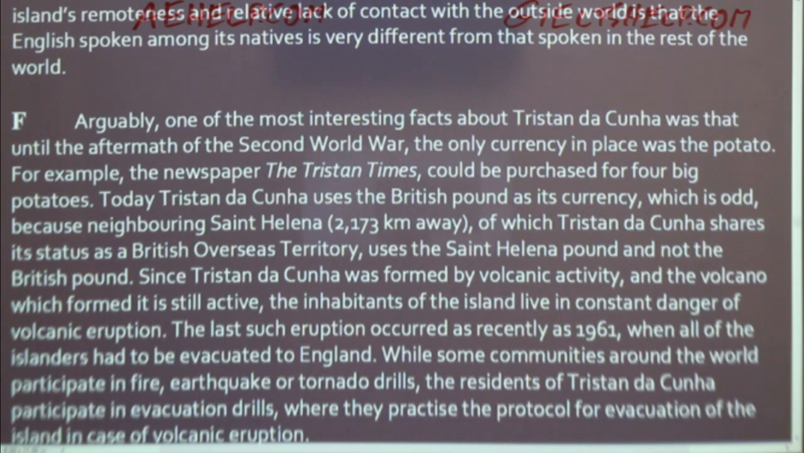Arguably, one of the most interesting facts about Tristan de Cunha was that until the aftermath of the Second World War, the only currency in place was the potato. For example, the newspaper, the Tristan Times, could be purchased for 4 big potatoes. Today, Tristan de Cunha uses the British pound as its currency, which is odd because neighbouring Saint Helena, 2,173 kilometres away, of which Tristan de Cunha shares its status as a British overseas territory, uses the Saint Helena pound and not the British pound.